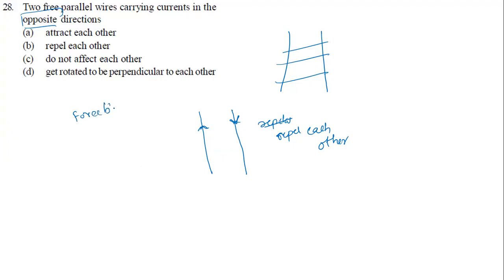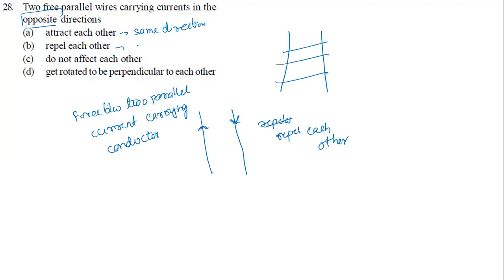Force between two parallel current carrying conductors. That concept we have discussed. Okay, sir, what if they're carrying current in the same direction? They attract each other. So attract each other for what now? Same direction. Repel each other for what now? Opposite direction. Do not affect each other.